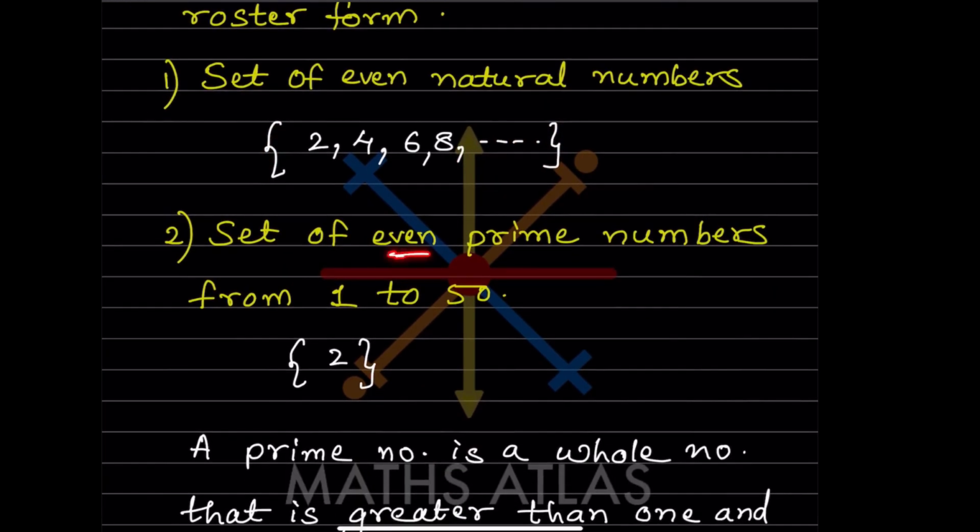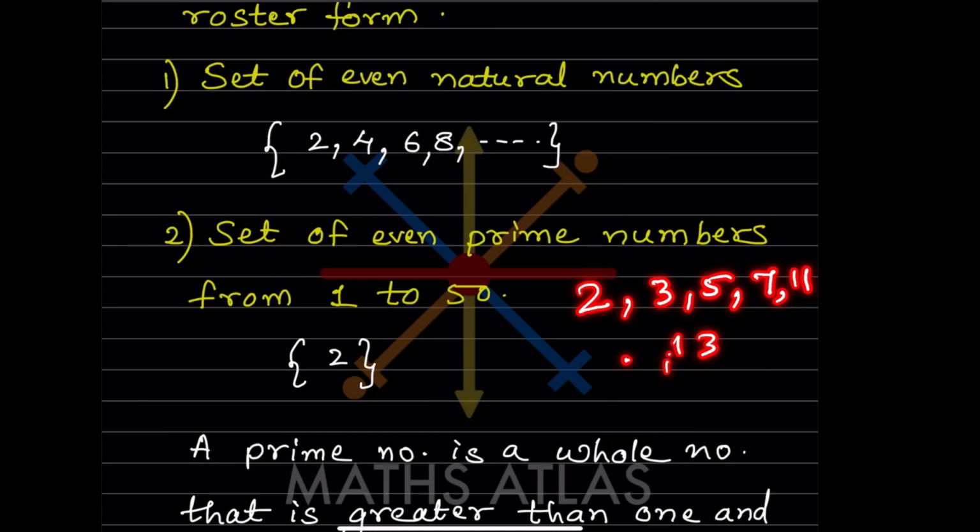Now, set of even prime numbers from 1 to 50. You know prime numbers like 2. Even numbers means 2, 4, 6, 8. But whenever you write prime numbers, 1 we are not going to consider. Prime numbers always start with 2, then 3, 5. A prime number is one which is not divisible by any other number. Then it is going to be 11, 13.